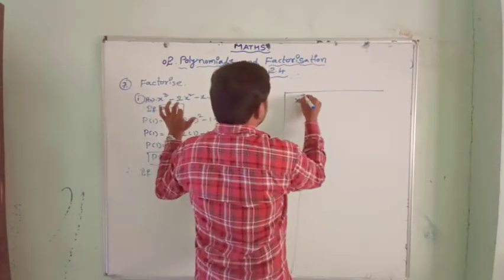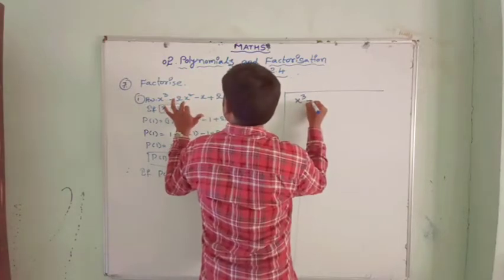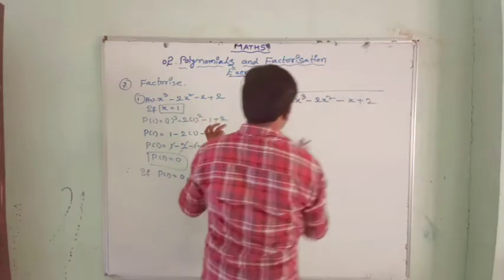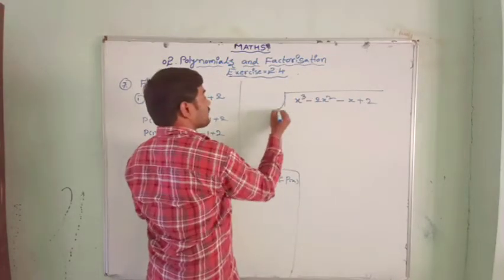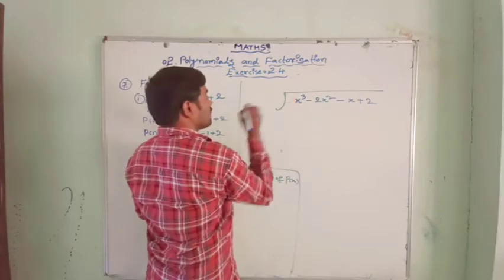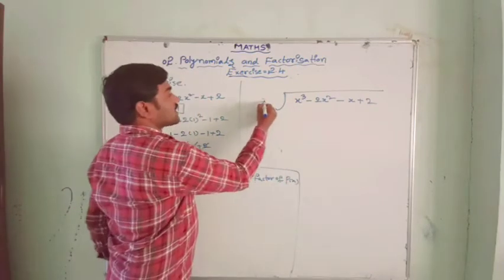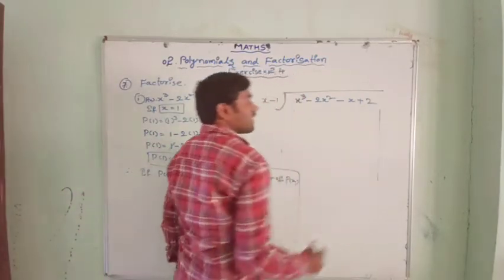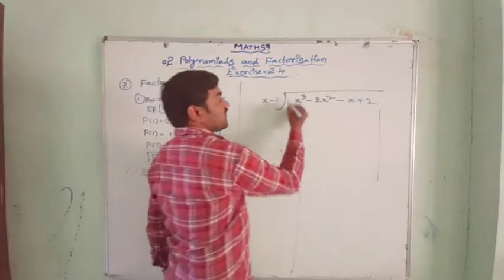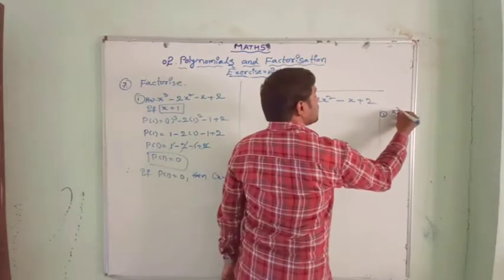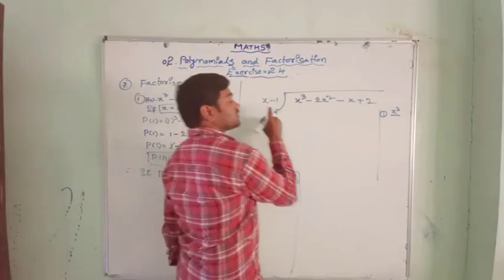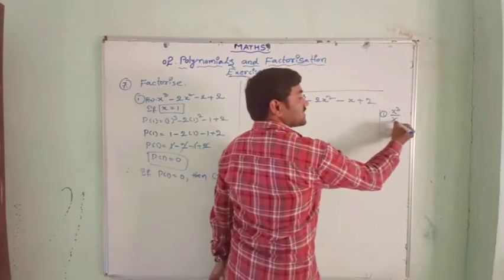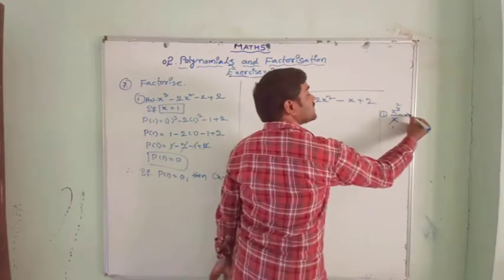Let us write as it is: x cube minus 2x square minus x plus 2. So what is the one factor here? x minus 1. I already told you there will be a lot of rough work, which we need to do step by step. First step: the first term is x cube. This x cube we have to divide by the first term of the linear polynomial, that is x. So there are 3 x's here and 1 x; cancel 1 x and 2 more x will be left, that is x square.